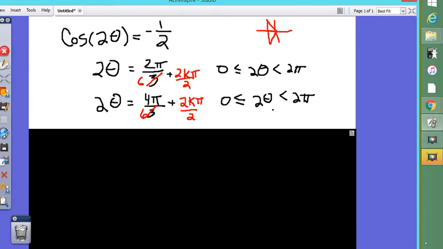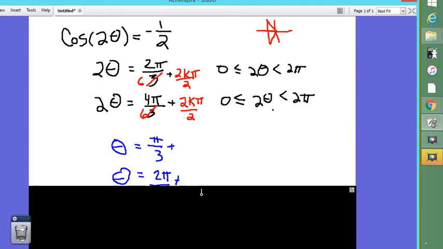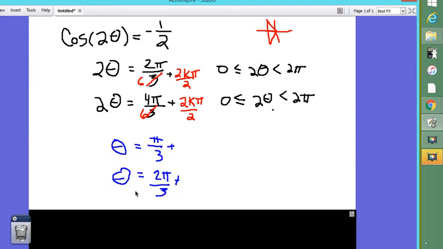All right, so what's going to happen is your solutions for theta are: 2 pi over 6 reduces to pi over 3, and 4 pi over 6 reduces to 2 pi over 3. Now your general solution is going to reduce to just k pi, and 2 pi over 3 plus k pi.